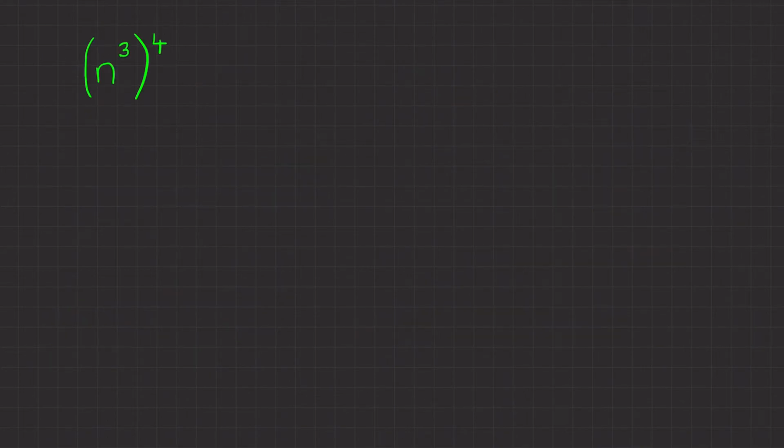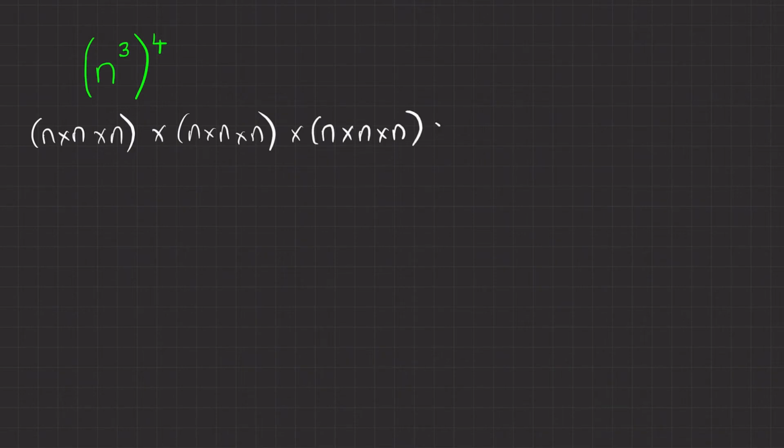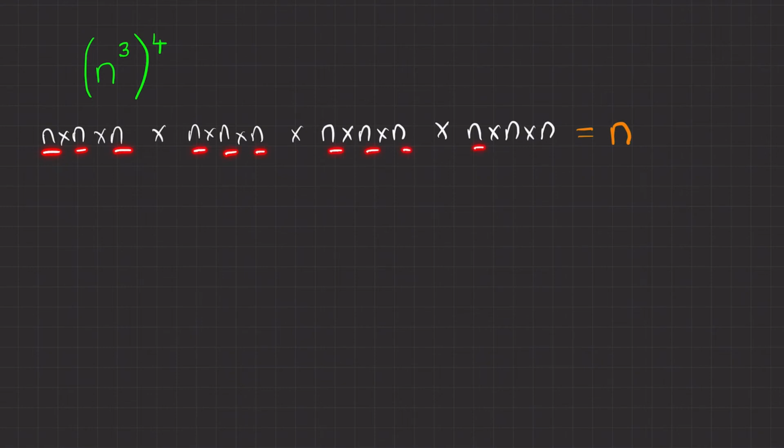And last but not least, we've got this one here, n cubed all to the power of 4. Now what this means, if I write it out in full, is n times n times n times n times n times n times n times n times n times n times n times n. So what we've got is n cubed here being multiplied by itself 4 times. Now this looks the same without the brackets. So this actually looks the same as a normal simplifying question. This all equals n to the power of 1, 2, 3, 4, 5, 6, 7, 8, 9, 10, 11, 12, n to the power of 12.